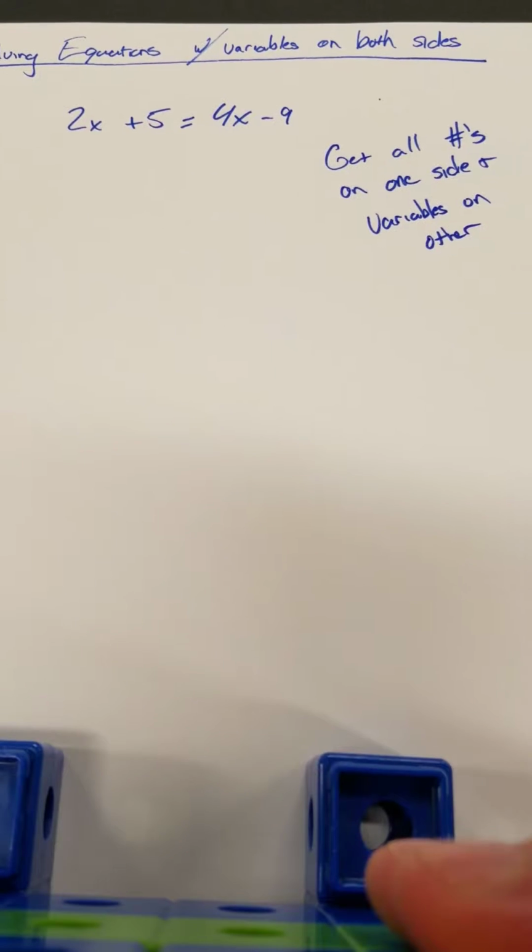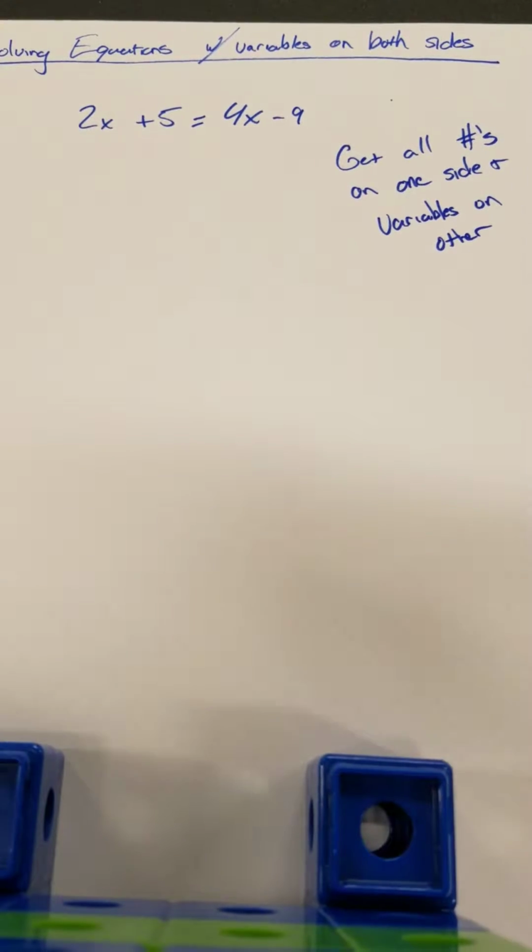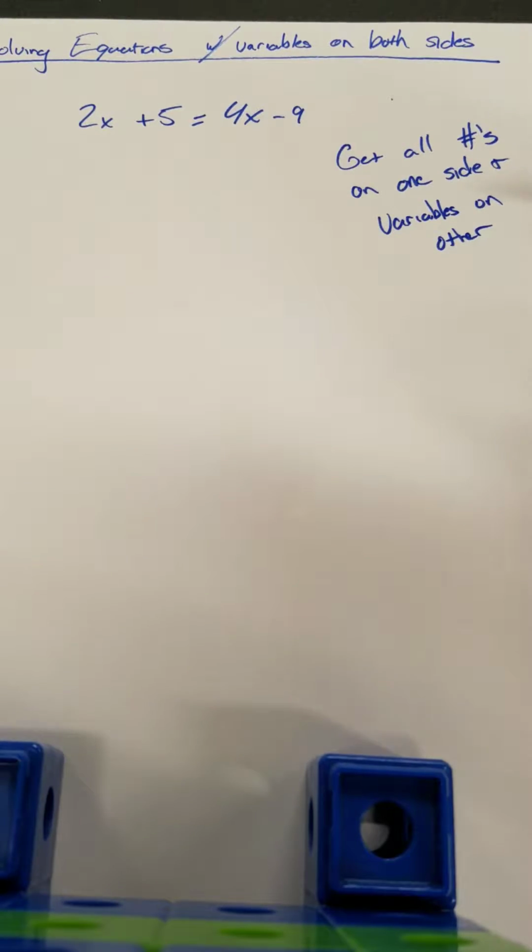So notice I didn't say which side you had to move them to. You can move them to any side you want. I normally move them to the side that has the more x's, and then I'll get rid of the numbers. But that's completely up to you.